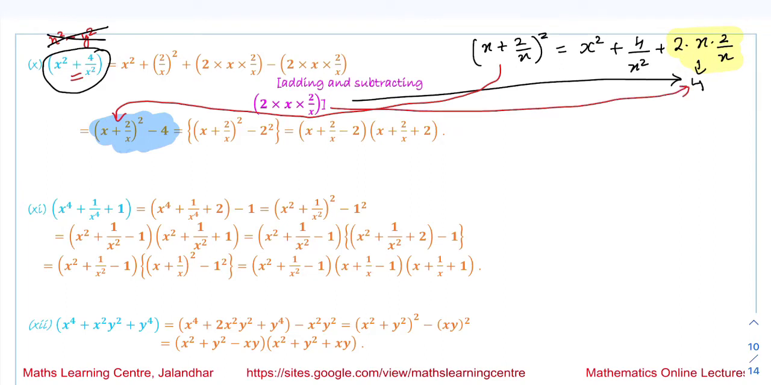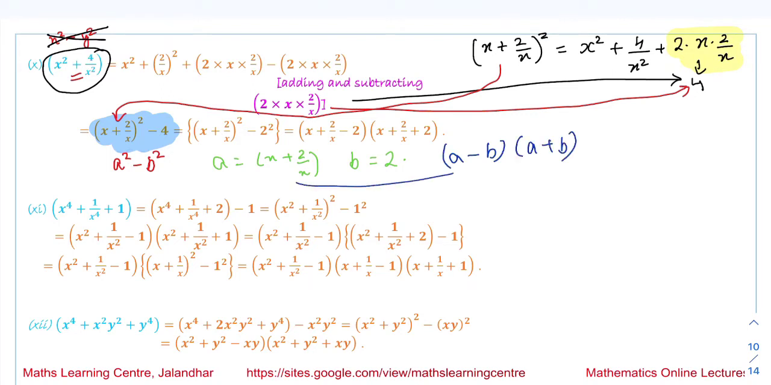Now this is of the form a² − b², where a is equal to x + 2/x and b is equal to 2. So you will use the formula (a − b)(a + b), substitute the values over here, and you will get the answer in the form (x + 2/x − 2)(x + 2/x + 2).